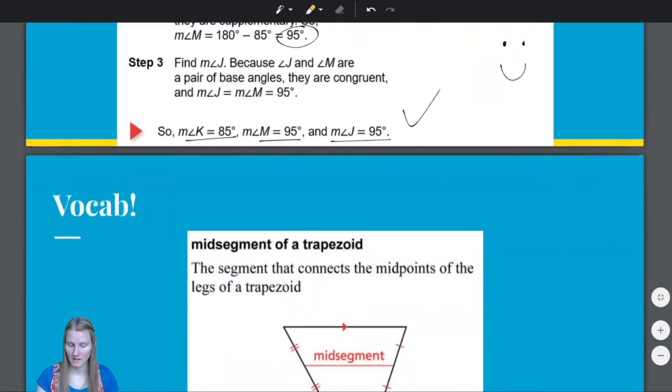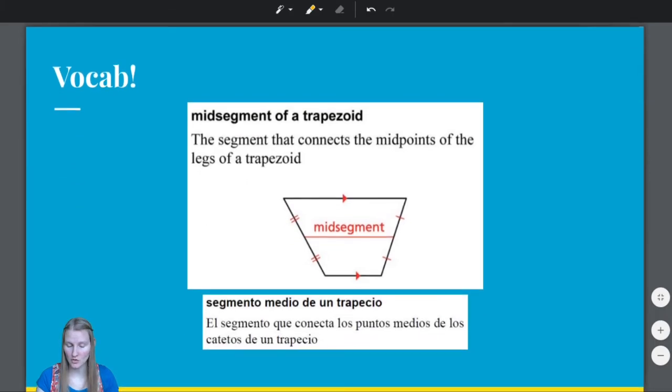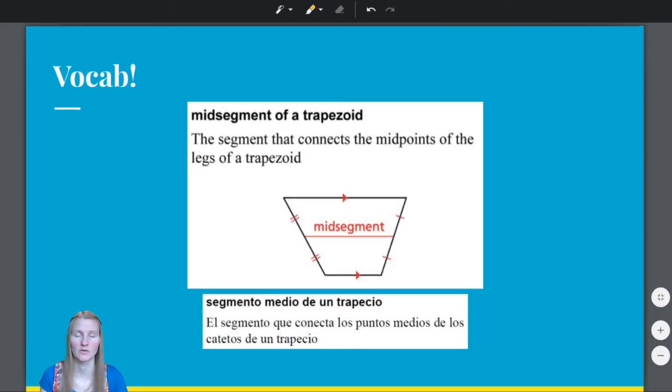Now, let's go ahead and move on to a new vocab word, and we're going to use this in a future example. A midsegment of a trapezoid. Do you think this is at all similar to the midsegment of a triangle from section 6.4? So, the midsegment of a trapezoid is the segment that connects the midpoints of the legs of a trapezoid. So very similar to the midsegment of a triangle.